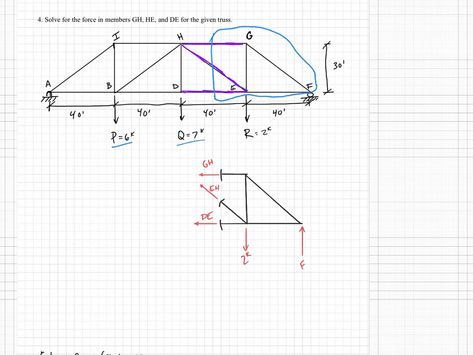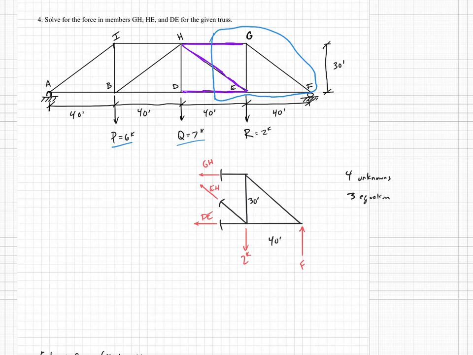Now, the problem is, if I draw that, let me go ahead and draw that real quick. I'm just drawing the free body diagram of the right-hand side of this thing. This is 40 feet and this is 30 feet, right? So that's pretty helpful. But what you'll notice is we've got 4 unknowns here, and I've only got 3 equations.